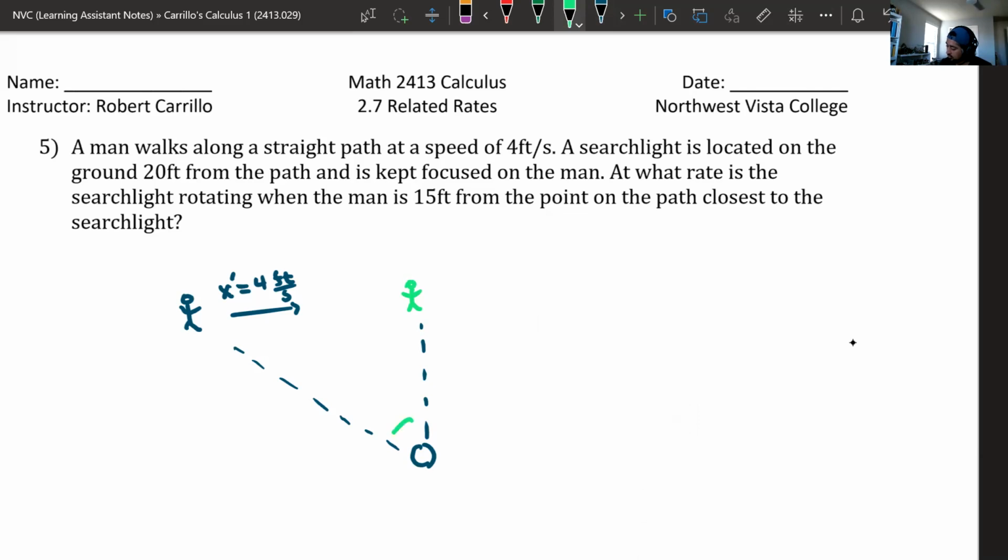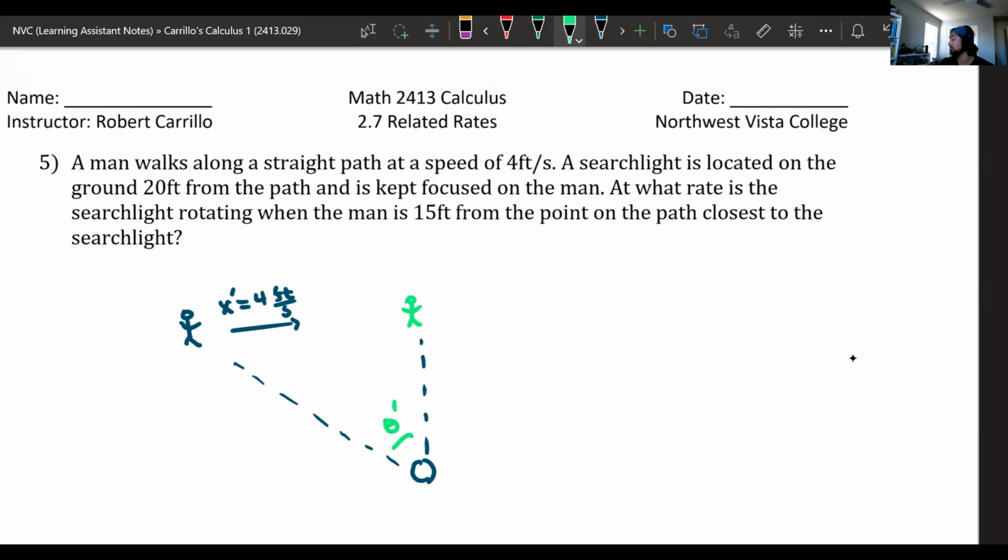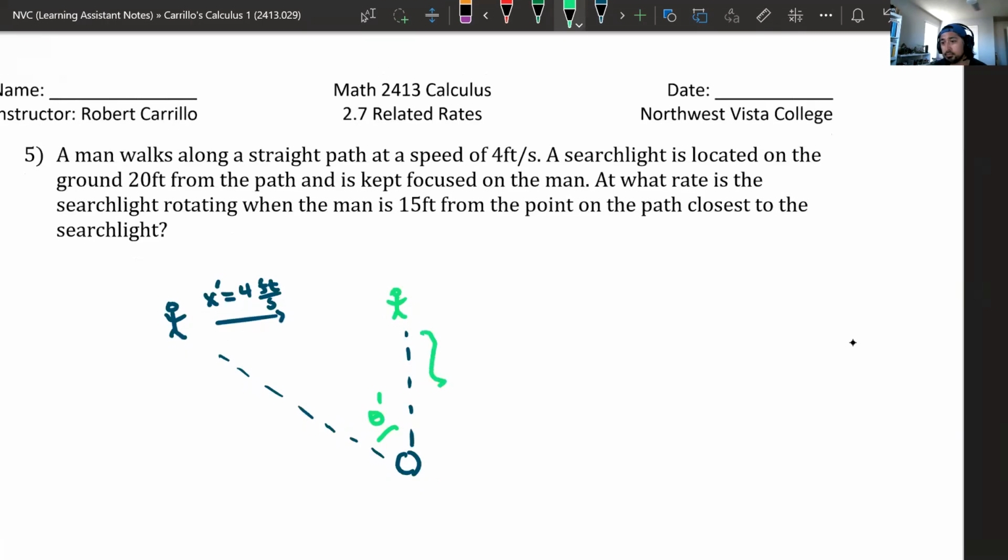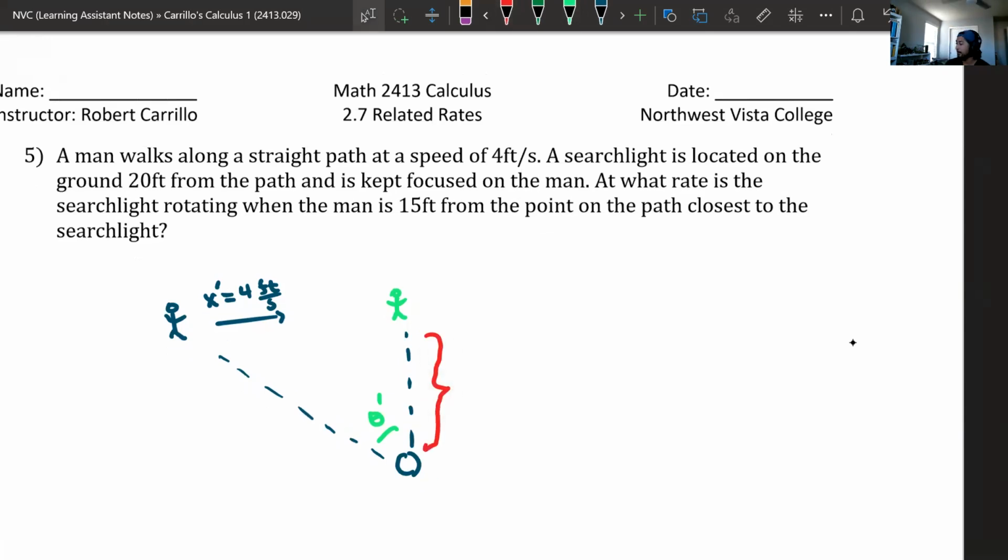Okay, so that means we need to find the angle at which it is rotating, meaning we need to find theta prime. And this distance here, I'll do red, is the distance from the searchlight to the path at which the man is walking. And since this searchlight is not moving away or towards that path, his path is a constant 20 feet.